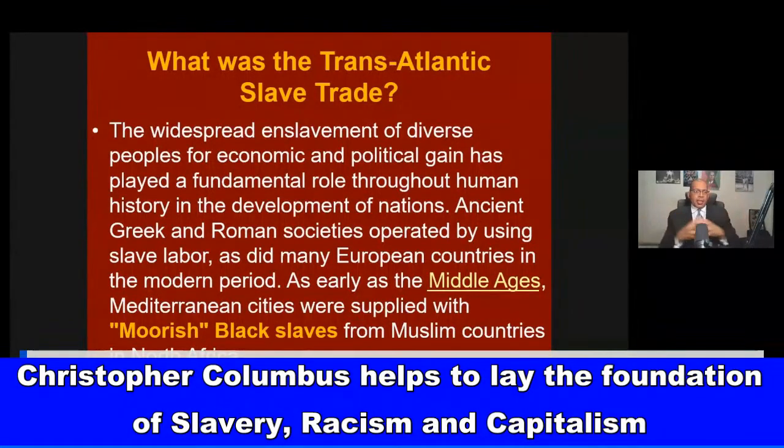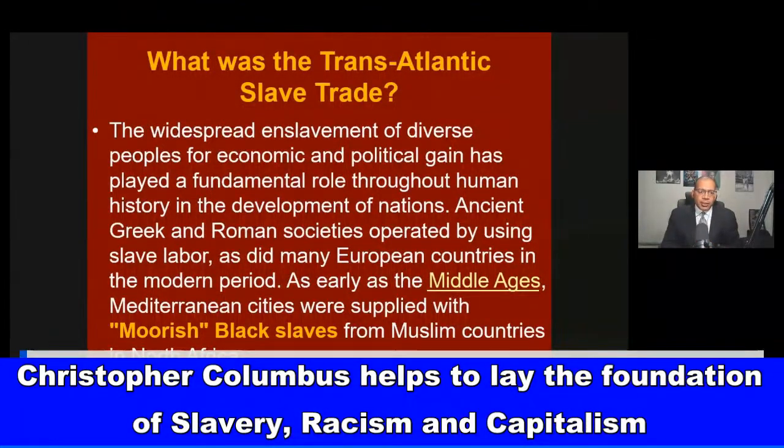Now, what was the transatlantic slave trade? And how is this different from the slave trade? Now, the widespread enslavement of diverse peoples for economic and political gain has played a fundamental role throughout human history in the development of nations. Ancient Greek and Roman societies operated by using slave labor, as did many European countries in the modern period.